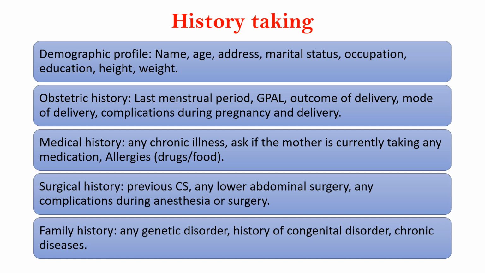Mode of delivery, whether it was a spontaneous normal vaginal delivery, or whether it was an assisted delivery, that can be the use of forceps or vacuum. So those things we need to ask, or cesarean section. And also we need to ask about any complication during pregnancy. Maybe that can be PPH, PIH, anything, obstetric complications. So those things we need to ask in detail.